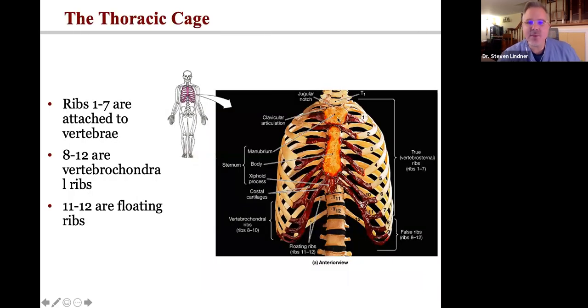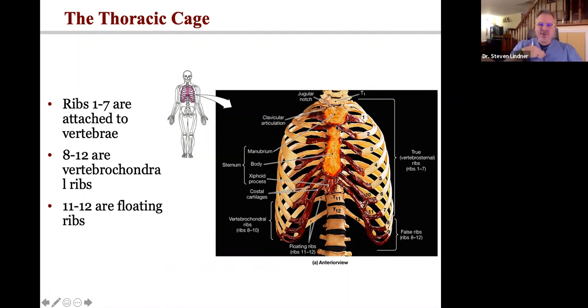When we look at the ribs, remember the sternum is made up of these three parts: the manubrium on top, the body, and then the xiphoid process, X-I-P-H-O-I-D. Xiphoid is the spear tip. Between the manubrium and the body, there's this junction between the two.